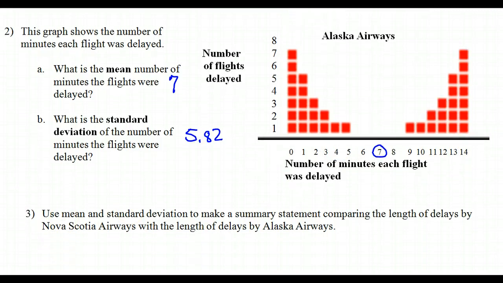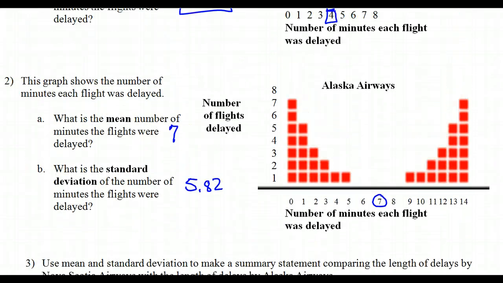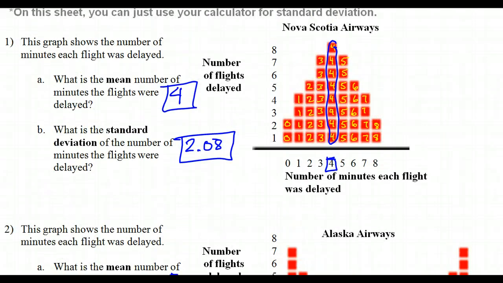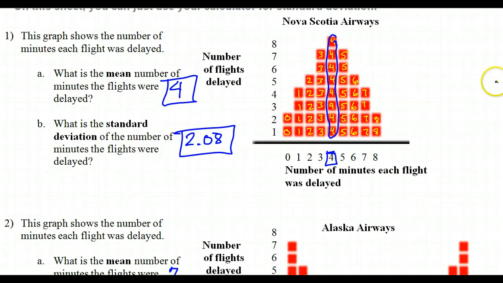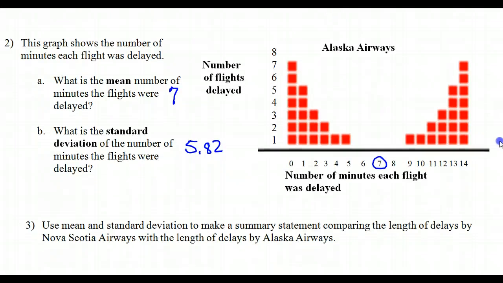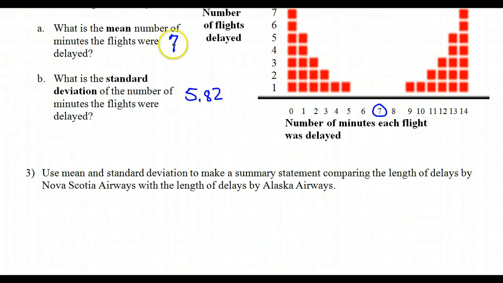All right, I'm going to go ahead and do a little extra information. Just in terms of if you wanted to do a comparison between Nova Scotia Airways and Alaska Airways. Looking at their means, Nova Scotia Airways had a mean delay time of 4. Alaska Airways had a delay time of 7. So if I want to compare these, I'm going to do this in sort of like a paragraph. So first I'm going to make my first sentence like this. Alaska Air, you know what, I'm going to type it in off camera.